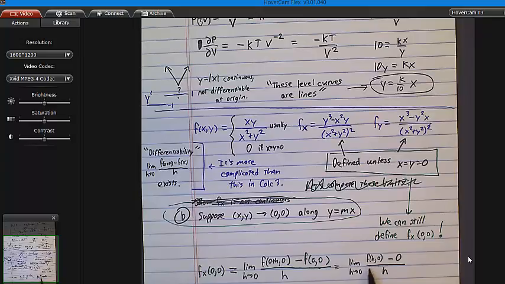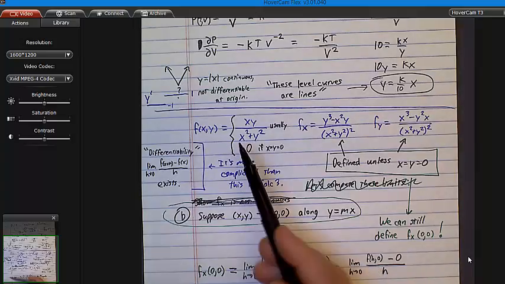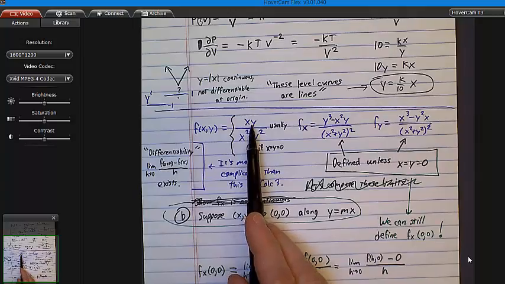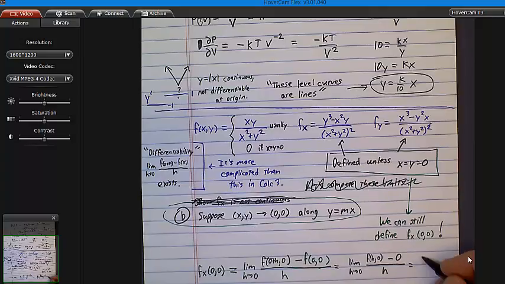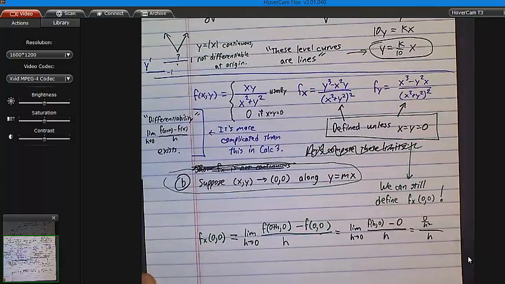What would be f of h comma 0? Well, let's plug it in. The numerator is 0. And what's the denominator? H squared, right? Divided by h. And what's h squared divided by h? Well, wait a minute. This is 0 over h squared, so it's 0 divided by h. So it's 0 over h, which is 0.